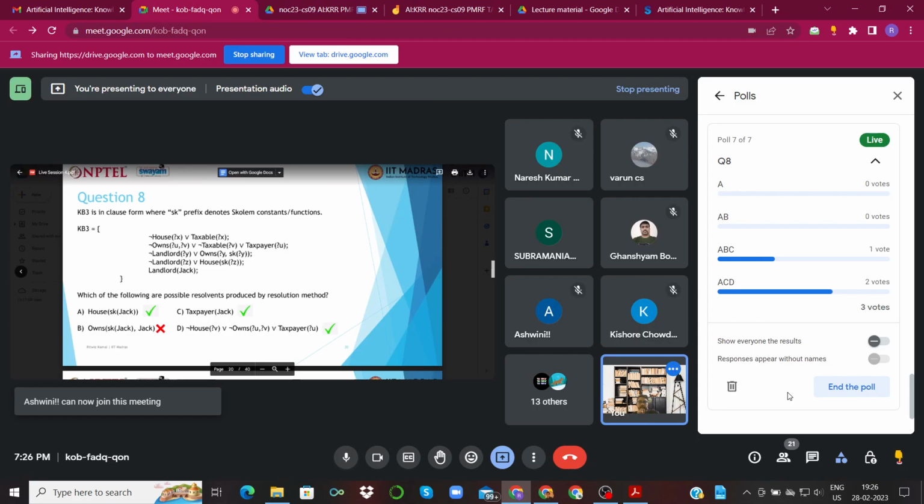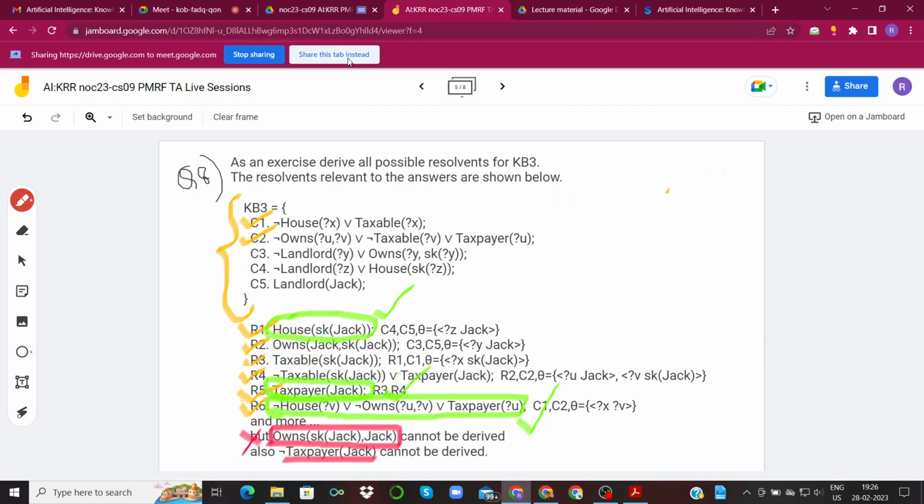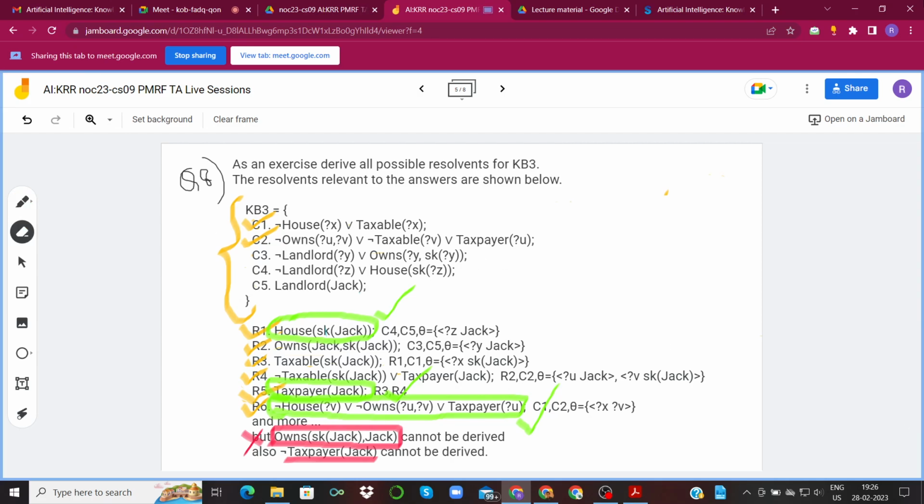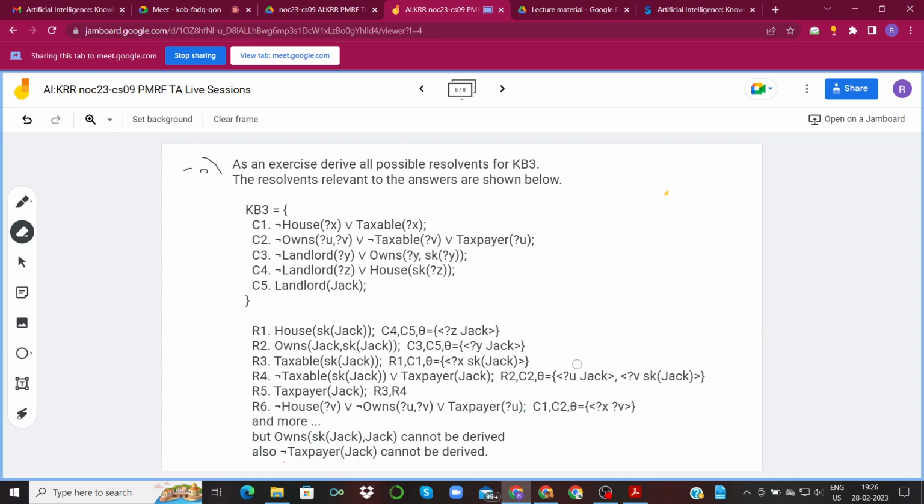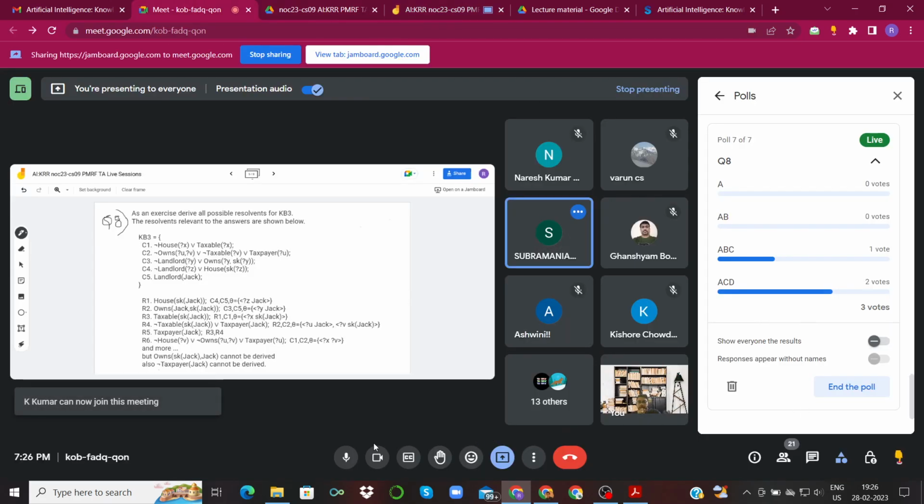So I'll once again shift to the Jamboard. I'll clear up this mess and I'll let you go through the steps once so that you can convince yourselves. This was question 8. I'll give you a moment to go through the steps, and if you have any doubts, we can discuss it.